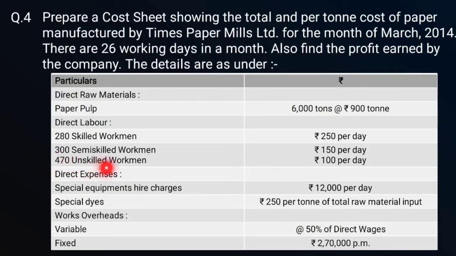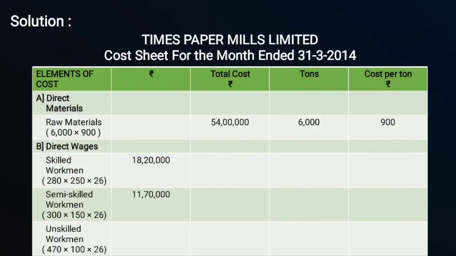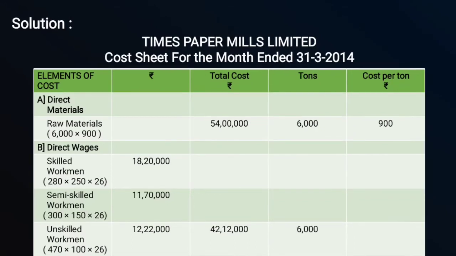Next, 470 unskilled workmen, rupees 100 per day. So 470 into 100 into 26. So total amount will be 12,22,000. So the total cost of direct wages will be rupees 42,12,000. Tons will be 6,000 and cost per ton will be 702.